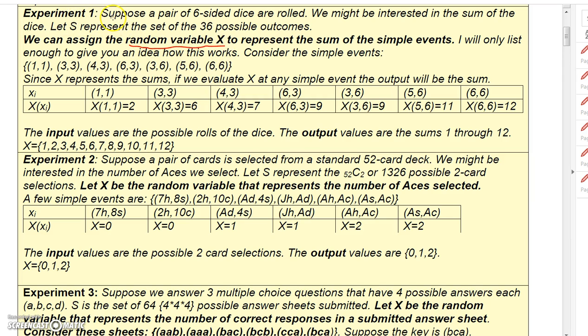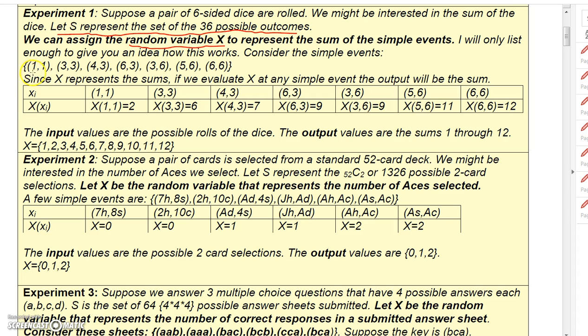So let's talk about an experiment here. Suppose a pair of 6-sided dice are rolled. Now we might be interested in the sum of the dice, so we're going to let S represent the set of the 36 possible outcomes. Now, since we're interested in the sum, we can assign the random variable X to represent the sum of the simple events. Now, I will only give you enough to show how this works.